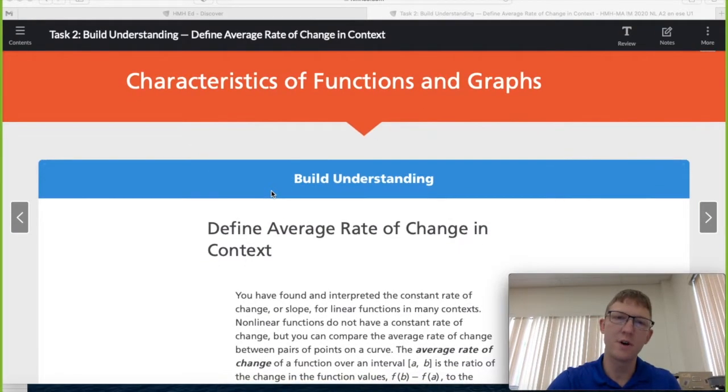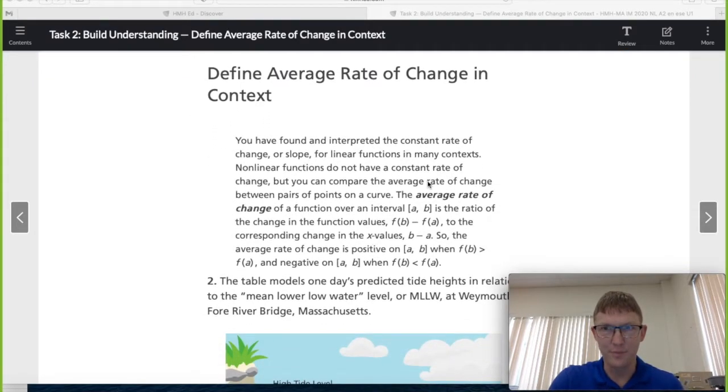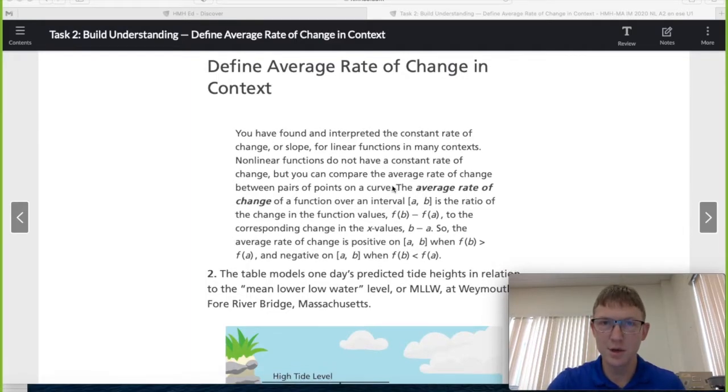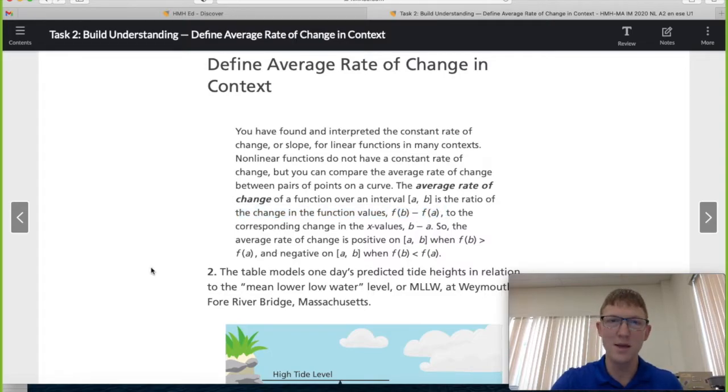More characteristics of functions, including average rate of change. And it says in context, which is something we should always do, but I guess I had to say it out loud. So the average rate of change is, on average, how much does something change? So here's your formal definition. The average rate of change of the function over an interval a, b is the ratio of the change in function values, f of b minus f of a, to the corresponding change in the x values, b minus a.